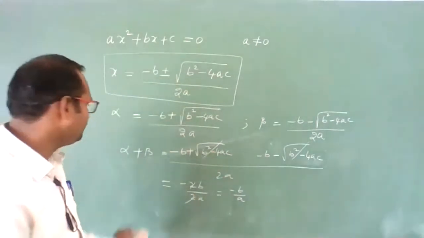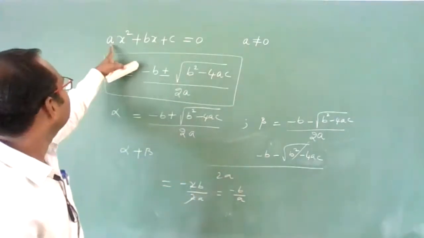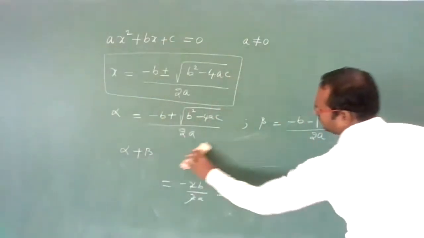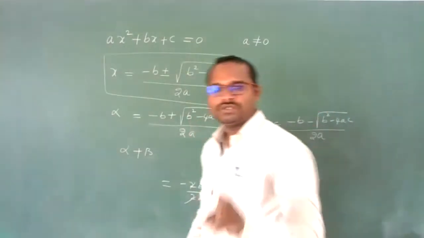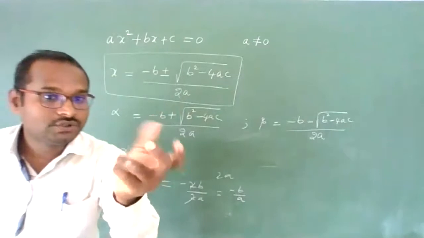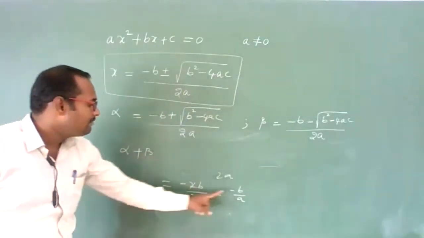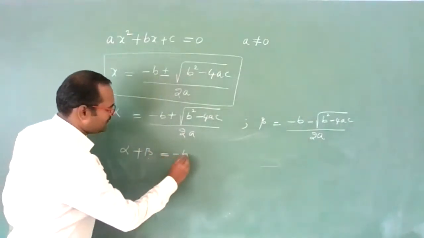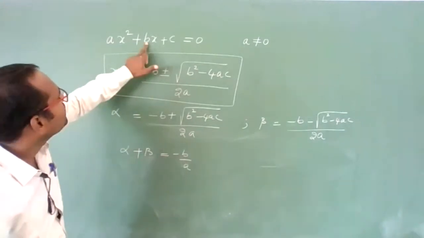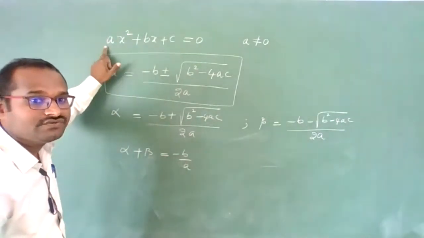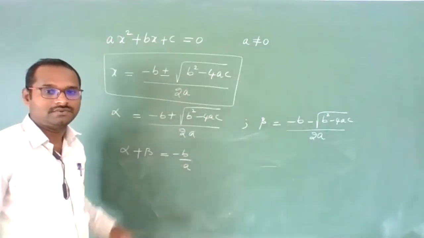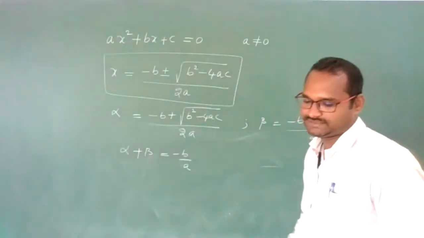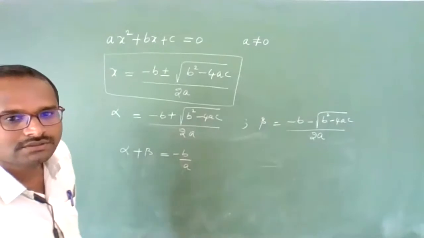2 cancels, you will get minus b by a. Remember this point. If ax square plus bx plus c is equal to 0, in this format, any equation we are having, then this quadratic equation will have two roots. And if you add the two roots, you will always get minus b by a, where b is the coefficient of x and a is the coefficient of x square term. Sum of the two roots is always minus b by a. As you know, these are all things in mathematics. Okay, students?